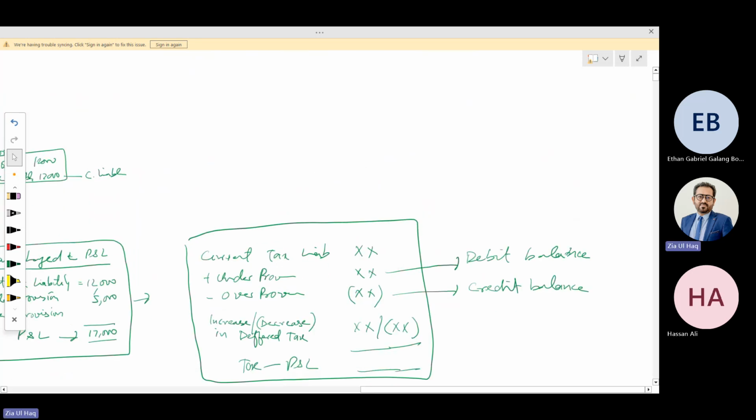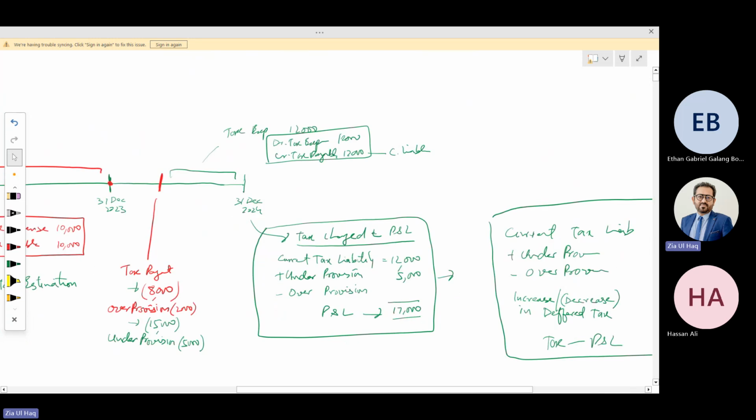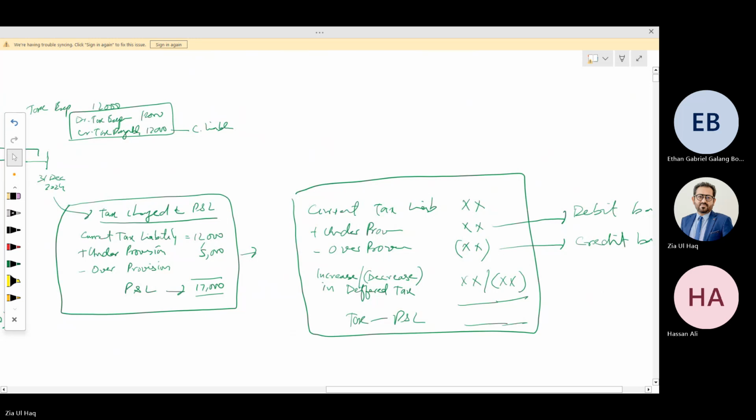Tax liability will be based on current year profit tax. Tax liability will not be calculated with the adjustment of under or over provision. Only the tax charge to P&L will be adjusted with under or over provision.